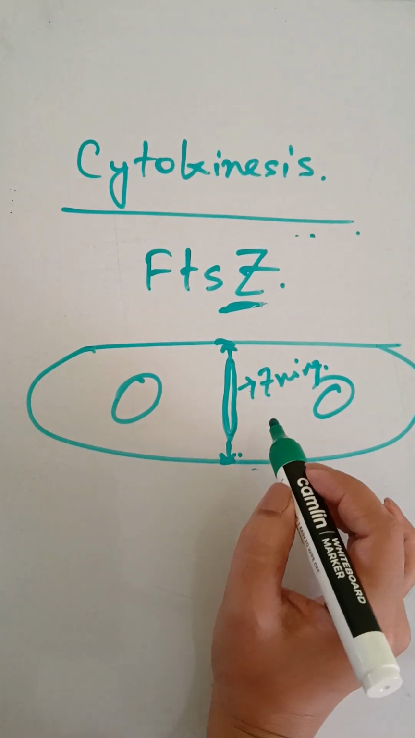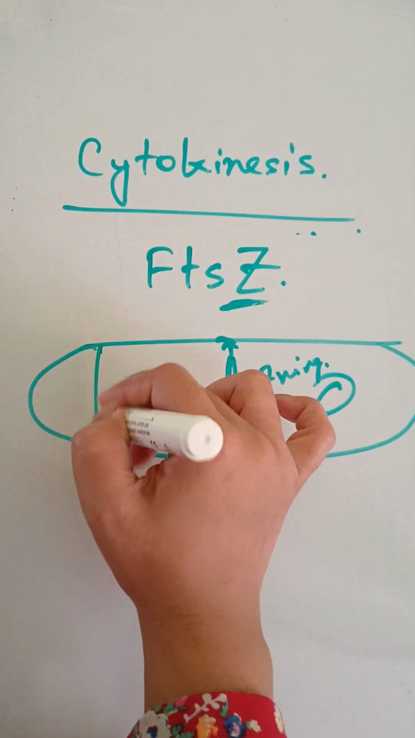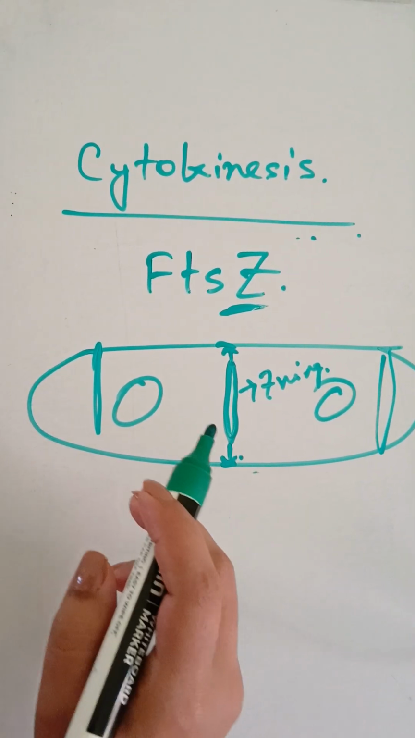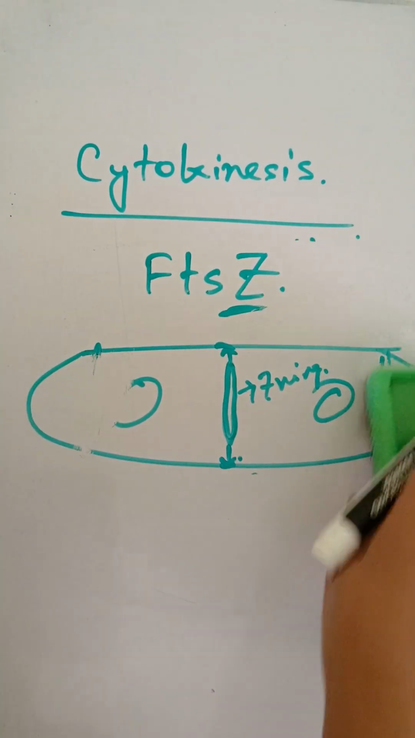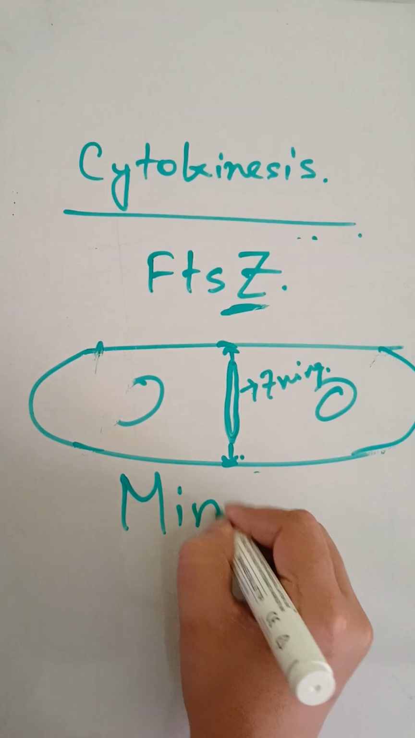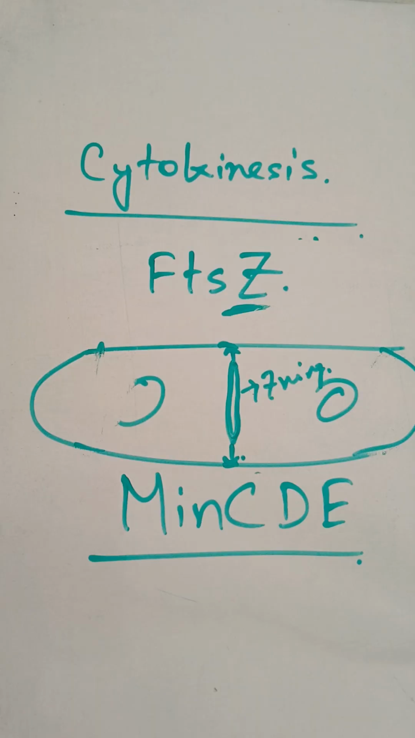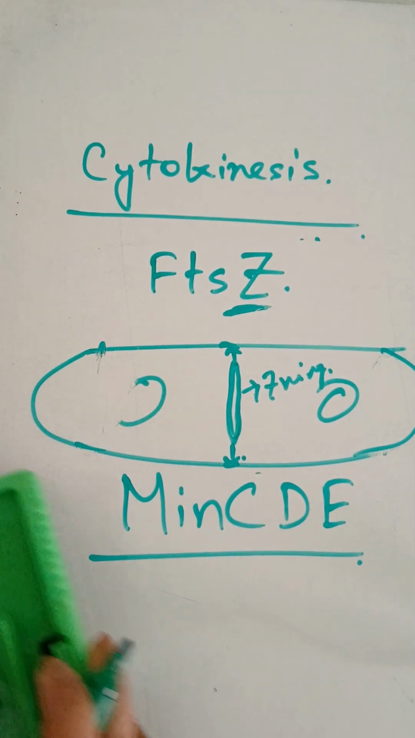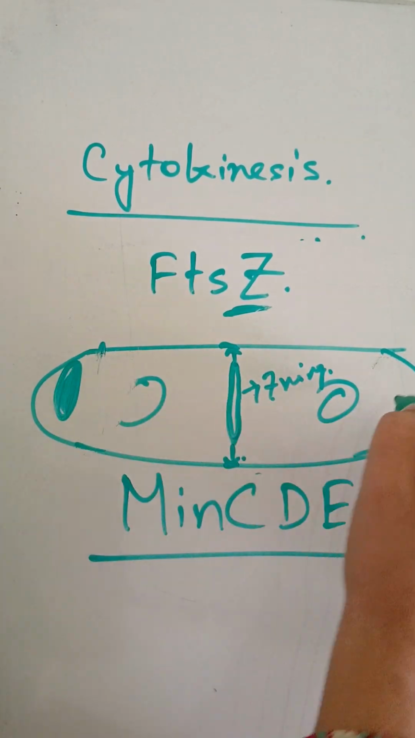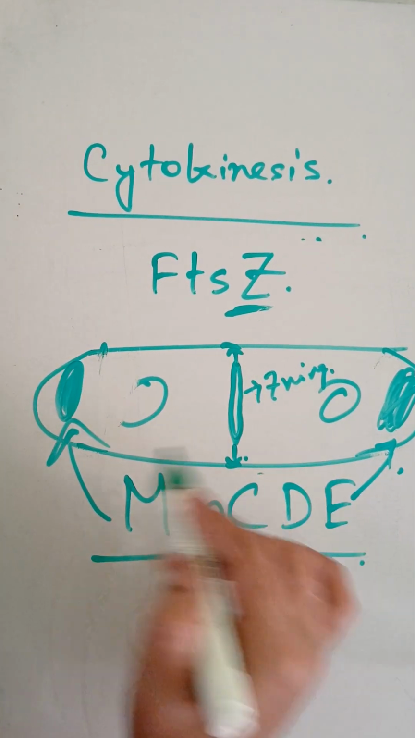Now, another most important thing is that this Z ring always forms at the center of the cell, not at the poles of the cell. Why? Because of another protein complex which is known as MinCDE, which is also a protein belonging to E. coli. This MinCDE is basically concentrated at the poles. Okay, these proteins are concentrated at the poles of the elongated cell.